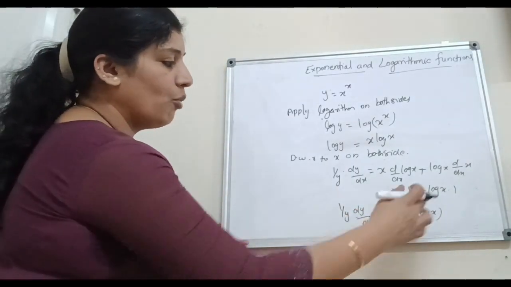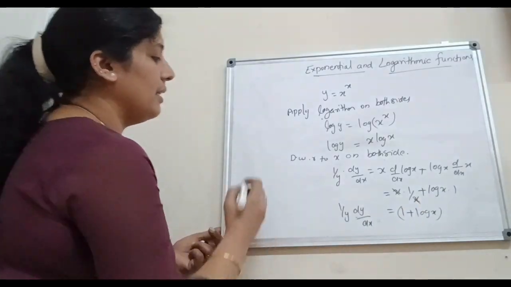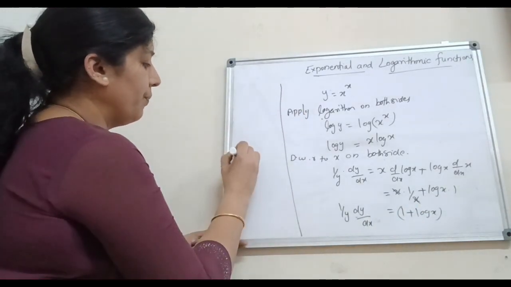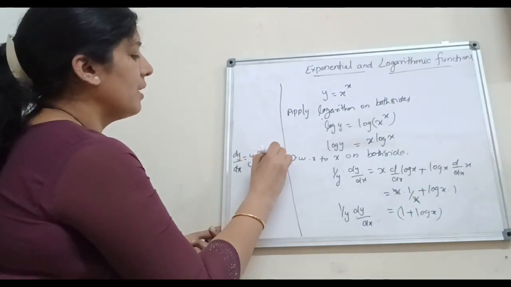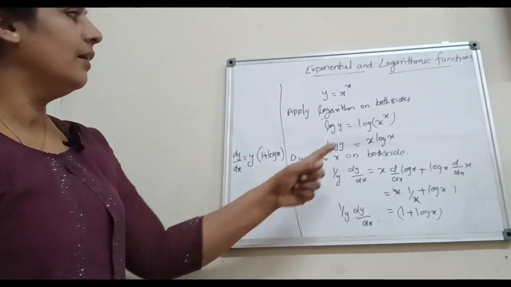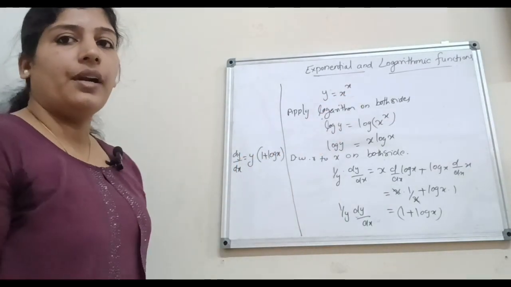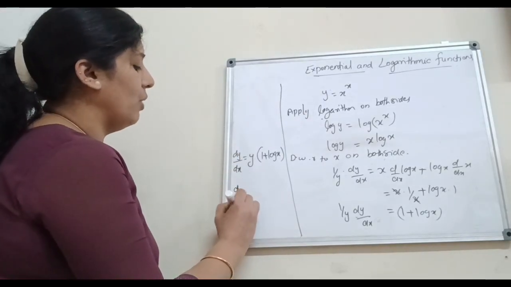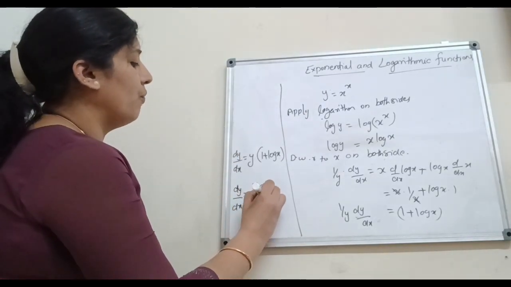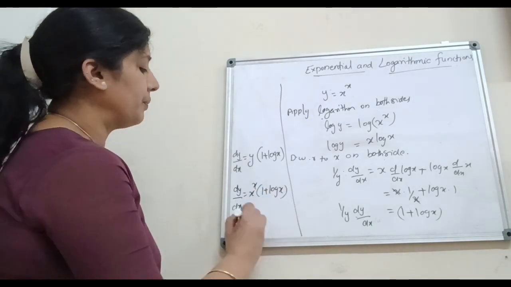Therefore, dy by dx equal to what? y into this one. That is dy by dx equal to y into 1 plus log x. Here y is equal to x raised to x. Therefore, replace y as x raised to x. That is dy by dx equal to x raised to x into 1 plus log x.